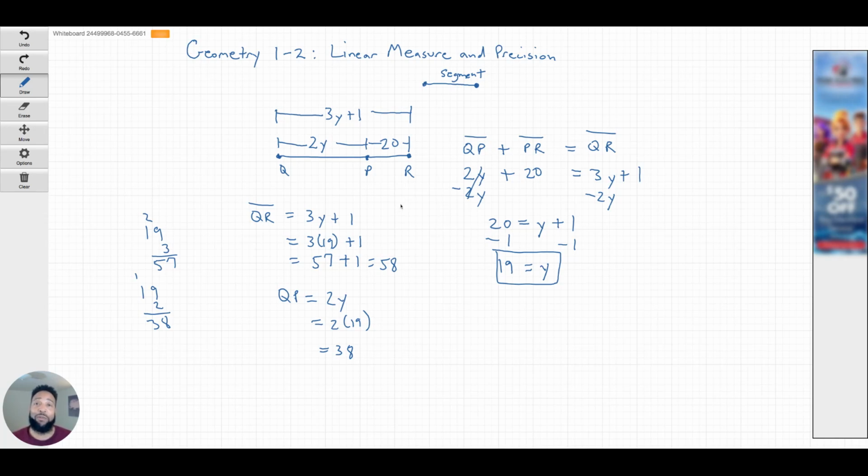So I hope this helps. I hope this gives you an example in geometry of what linear measure and precision is. We're just going to keep building on everything that we learn. So in the next section, we're going to keep taking it a step further in each section.